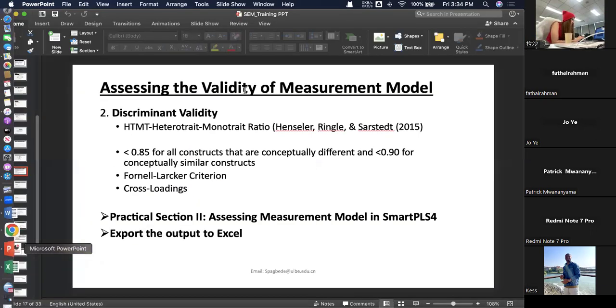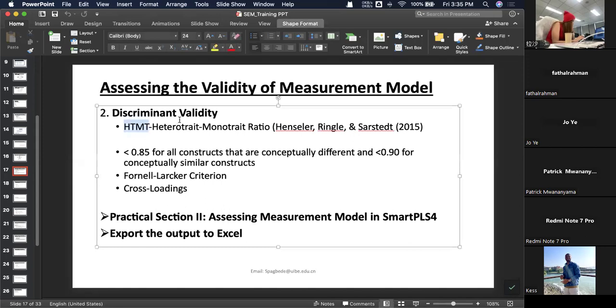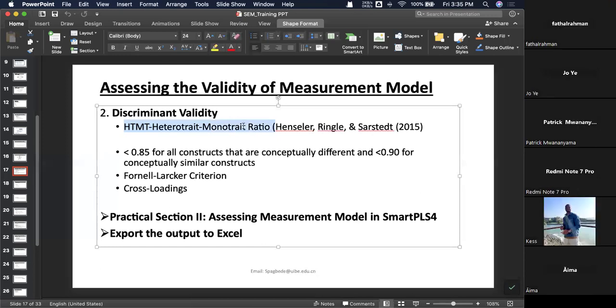Now, under discriminant validity, we have four important criteria. The latest one is what we call the heterotrait-monotrait ratio. The PLS-SEM software gives you all the values. This is the latest, and it's currently the most supposedly reliable measure.